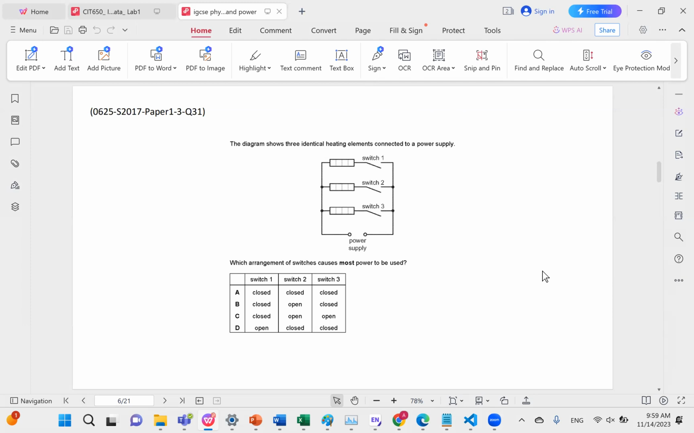So the arrangement where the switches are closed, by the way, closed switches means that the electricity is running through the circuit. An open switch means that there is no electricity running. So if the three switches are closed, then all the heaters will be working, all the heaters will receive current, and therefore they will consume the most power. So the correct choice here would be choice A.